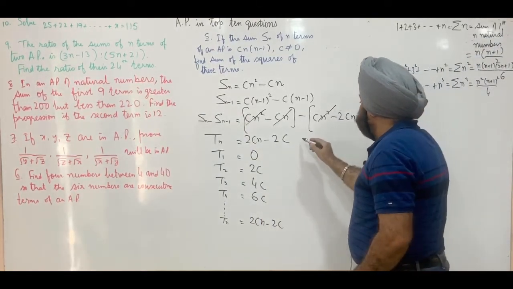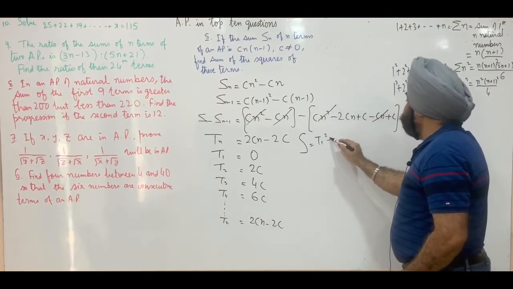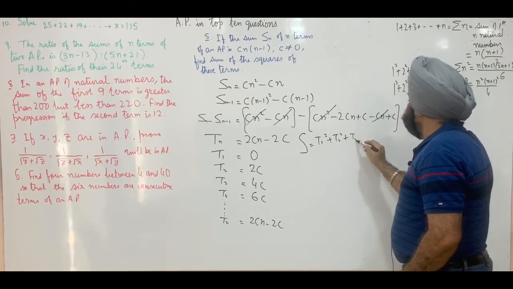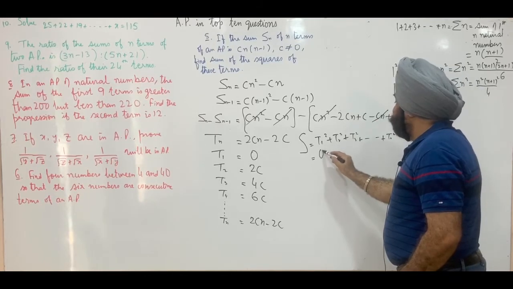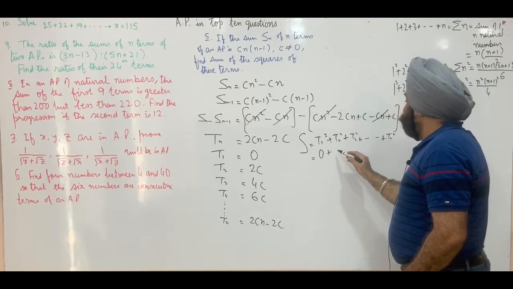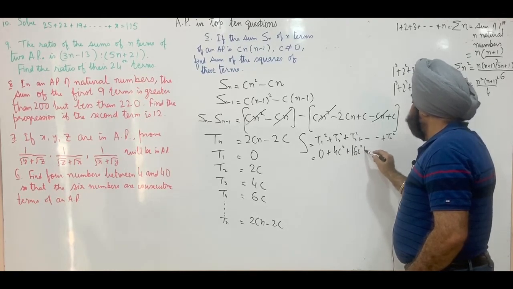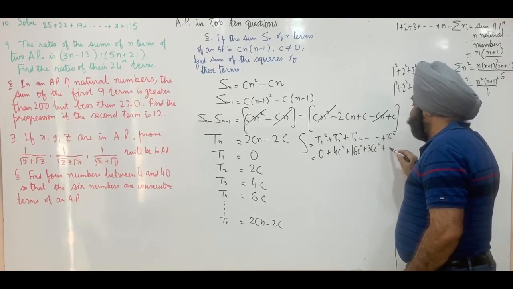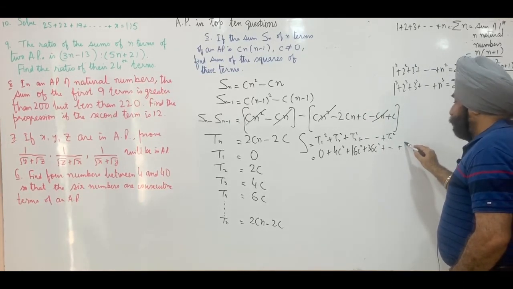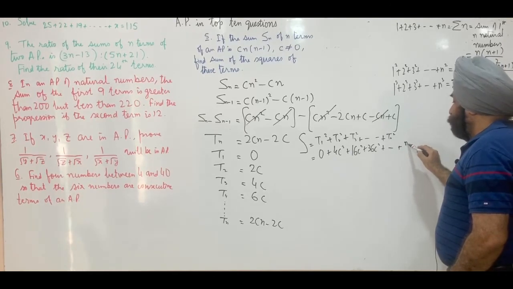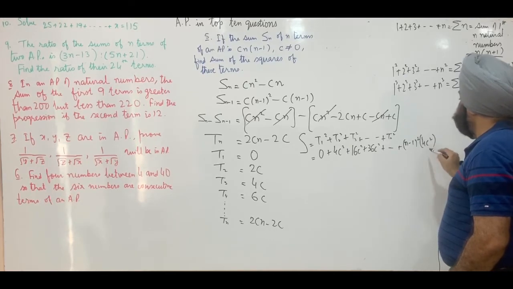And what we have to find out here, we have to find out sum of squares of these numbers. That is, we have to find out this sum, which is t1 square plus t2 square plus t3 square and so on up to tn square. This is 0 plus t2 square, that is 4c square. This is next is 16c square, then 36c square and so on, and last one, that's (n minus 1) whole square into 2c square, that is into 4c square.